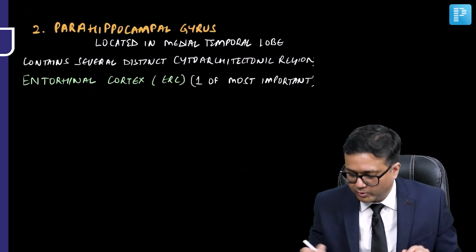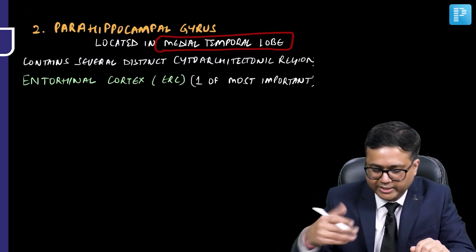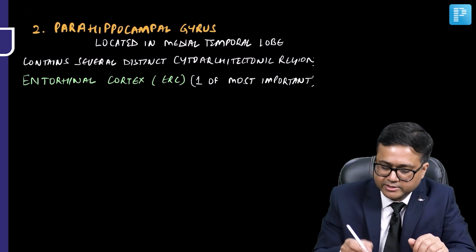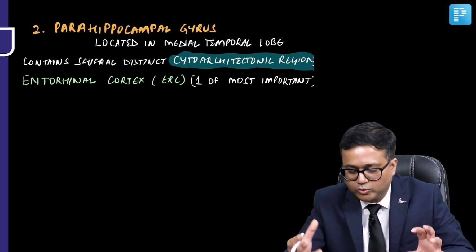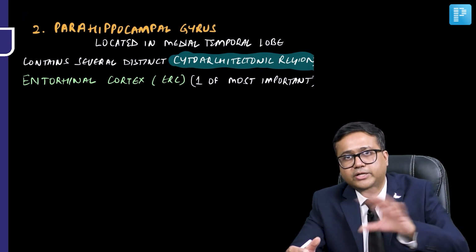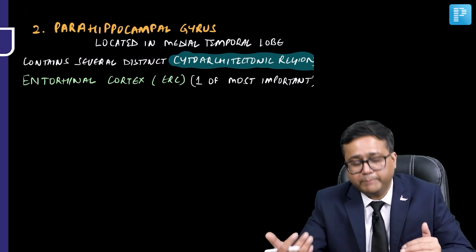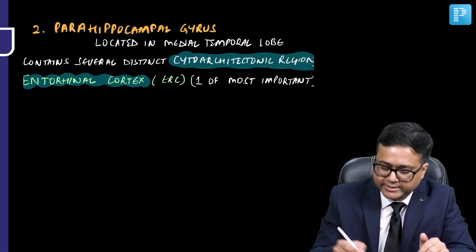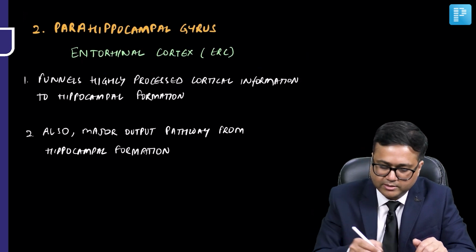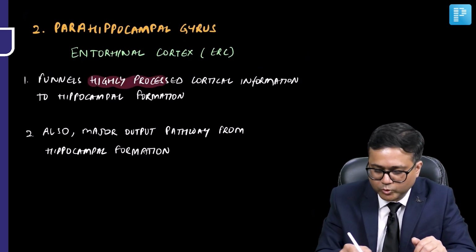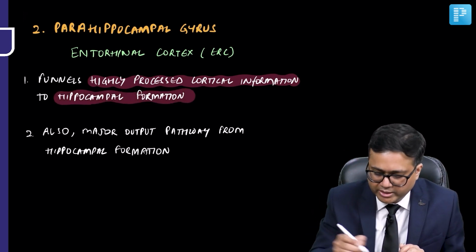Now, let's talk about the parahippocampal gyrus. It is located in the medial temporal lobe, as we discussed, and it contains several distinct cytoarchitectonic regions. One of the most important regions for the limbic system is the entorhinal cortex, ERC. It funnels highly processed cortical information to the hippocampal formation, which we'll discuss. So very important.